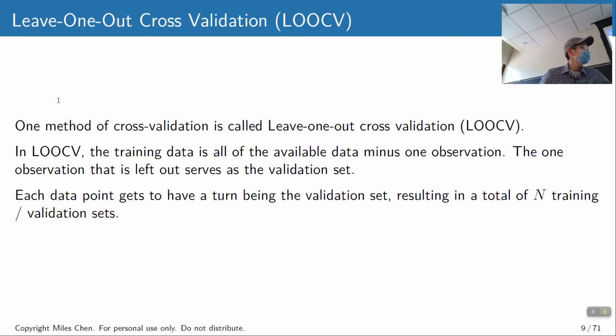Okay. So a simple one is called leave one out cross-validation. In leave one out cross-validation, the training data is going to be the entire data set minus one observation. We're leaving just one observation out, and that observation is going to be our validation or test set. In leave one out cross-validation, every data point gets a turn at being the validation or test data. And you're going to end up with n training sets and n validation sets.